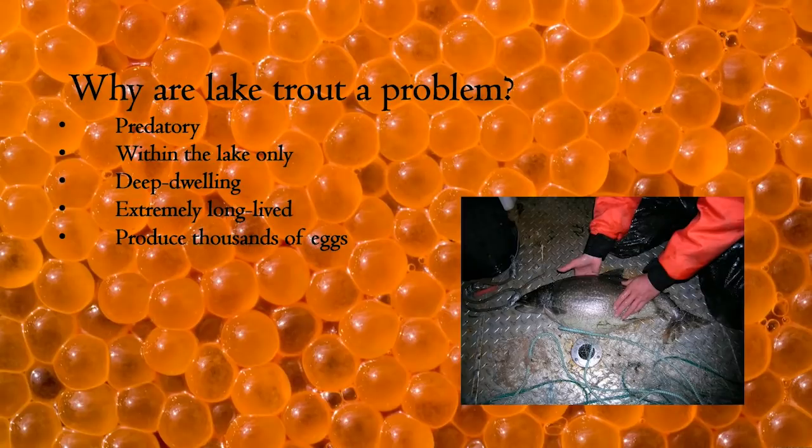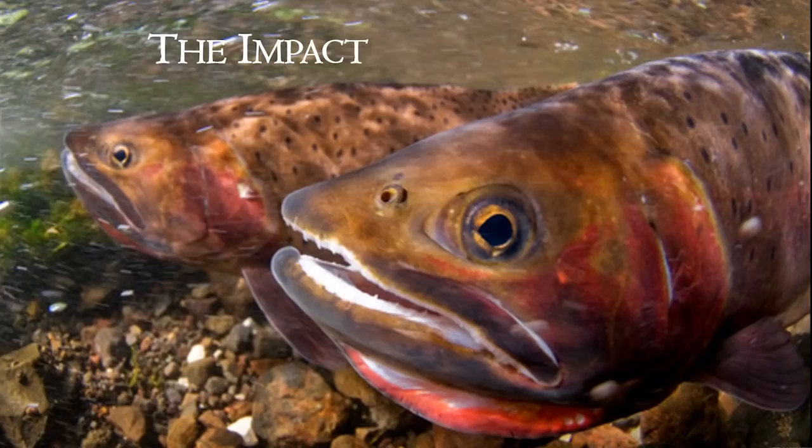So why are lake trout a problem? They're a predatory species. They live only within Yellowstone Lake, and they do not use spawning streams the way cutthroat do in the spring to spawn. They are deep dwelling in the lake, and that means they're not accessible then to avian and other terrestrial consumers because they're deep within the lake and can't be accessed. They're extremely long-lived by comparison to cutthroat trout, and they produce thousands of eggs in a given year. So the impact of the lake trout on our native cutthroat has been pretty significant.